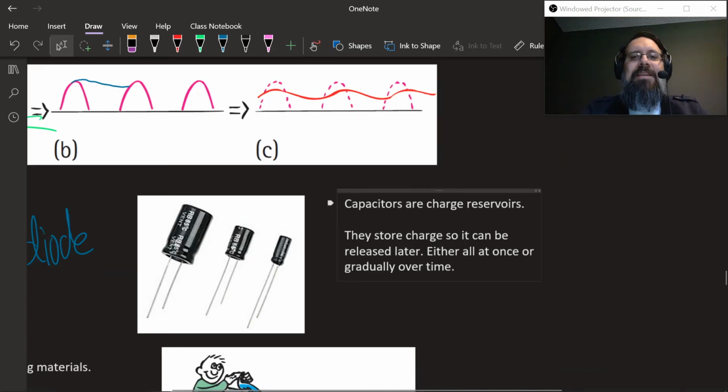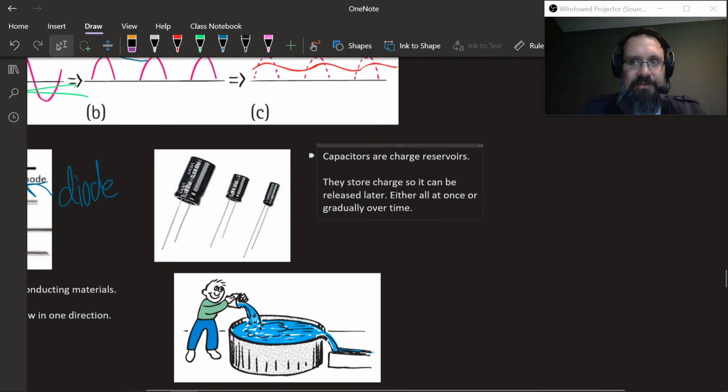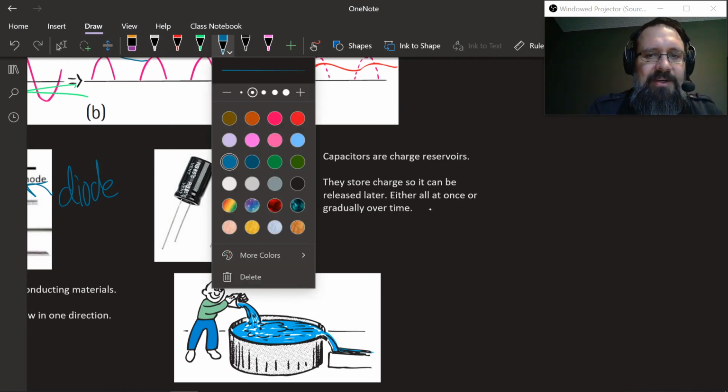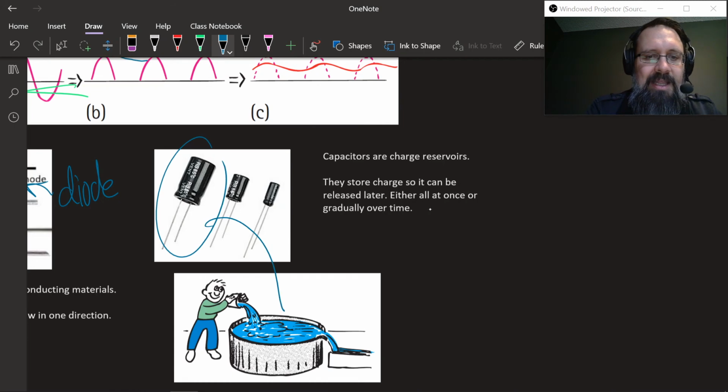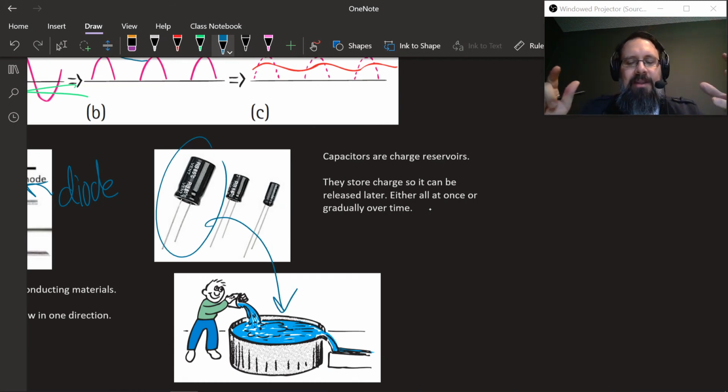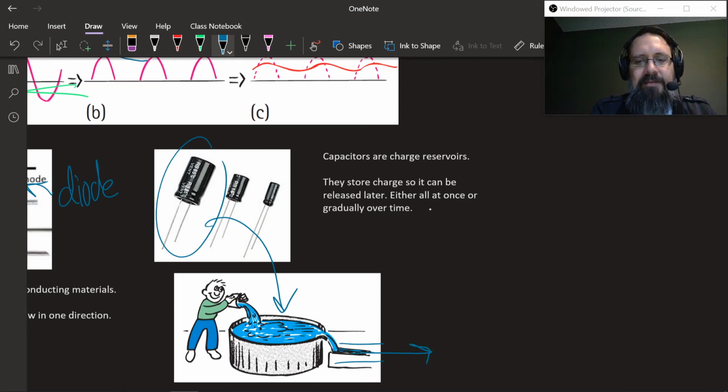So the idea is that the capacitor is going to store up this charge and then slowly release it. And so you can imagine that the capacitor is kind of like this pool of water down here. And then the water is like the charge. And so here you have your current leaving through your circuit, and then the water is just storing up in the reservoir, the capacitor is just storing up a bunch of charge.